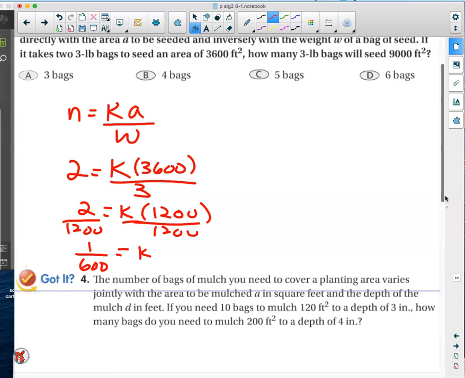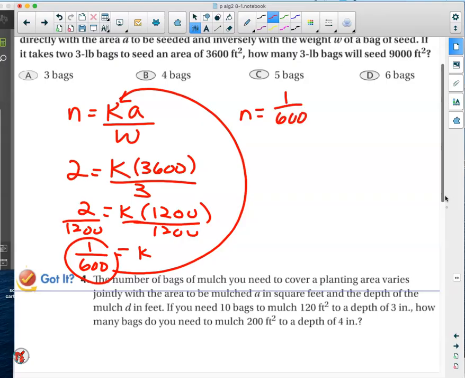A not so beautiful 1/600th. But we needed that because this formula doesn't have enough information. K is supposed to be a number. Now we know what that number is, so we're going to put this right back here. So N equals 1/600A divided by W. And I need that because they asked me a question about it afterwards.